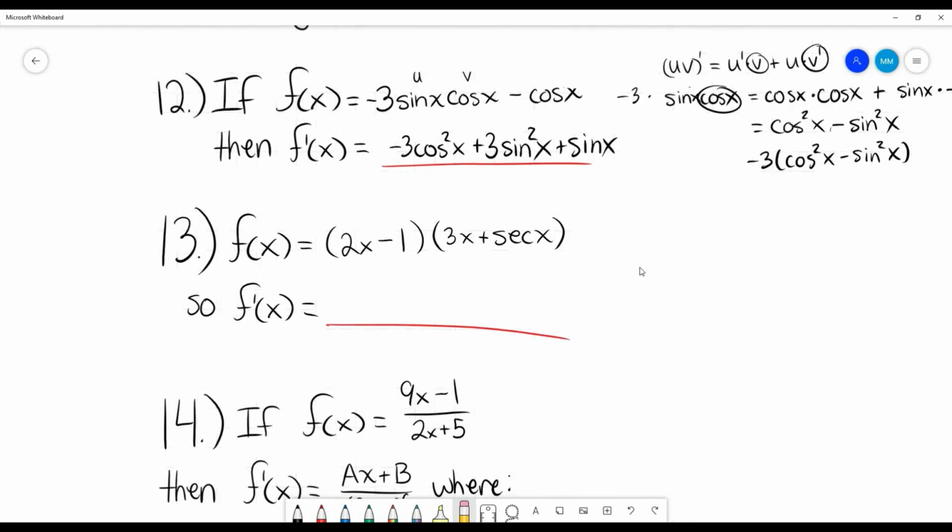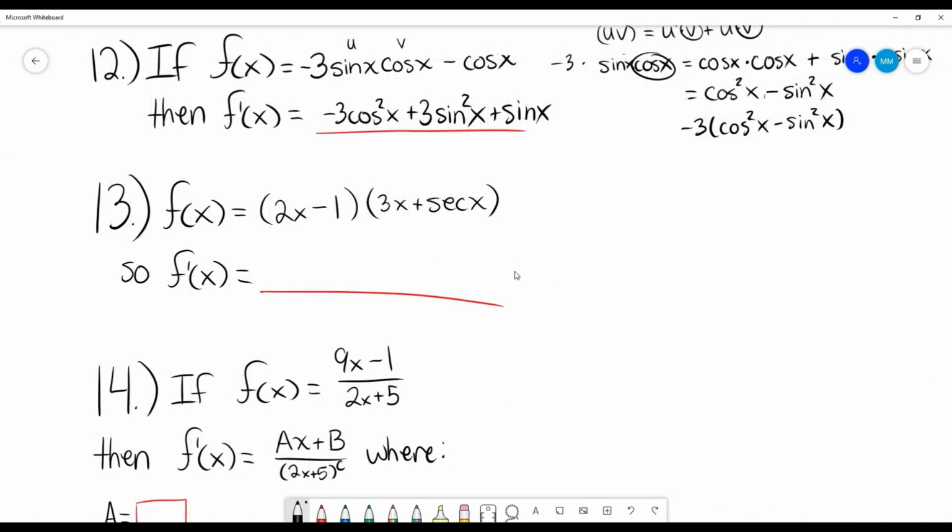All right, and that's our answer. That's that whole derivative there. This next one is a little uglier just because we've got our secant x in here. So again, this is the product rule because we're multiplying these two pieces. And in this case, this is our u term, this is our v term. Again, it's the derivative of u times v plus u times the derivative of v.